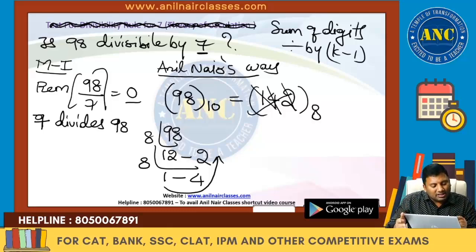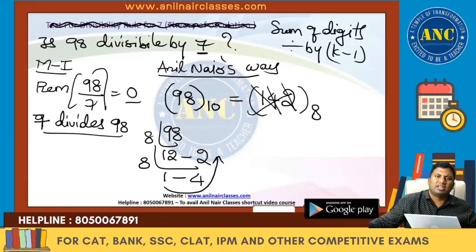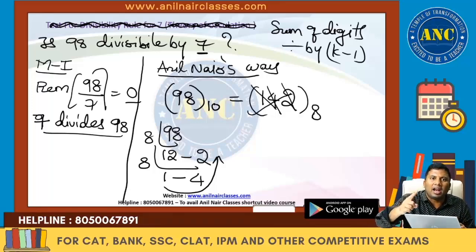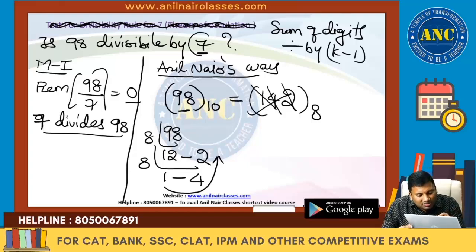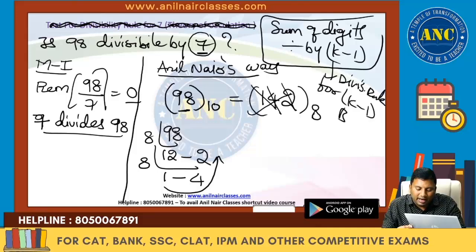98 when divided by 7, remainder 0. Every Tom, Dick and Harry, any NCERT, CBSE, ICSE textbook teaches you like this. Anil Nair will teach you like this. 98 is in base system 10. I want to know whether it is divisible by 7. I know that the sum of the digits is divisible by k minus 1. This is the divisibility rule for k minus 1 for base system k.